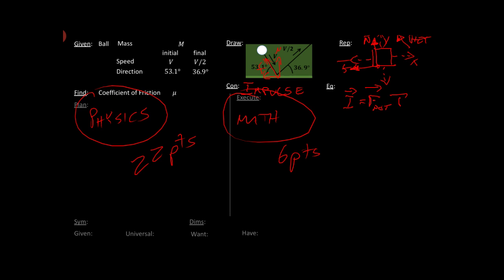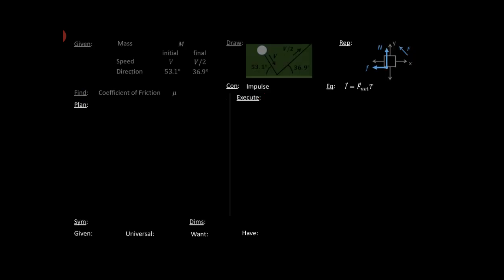As long as you're doing reasonable math, you're not going to lose too many points. Let's see, where do we go? Okay, we need a plan. How do we start this?